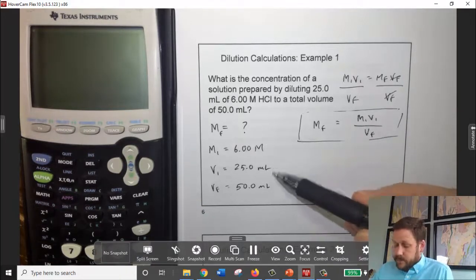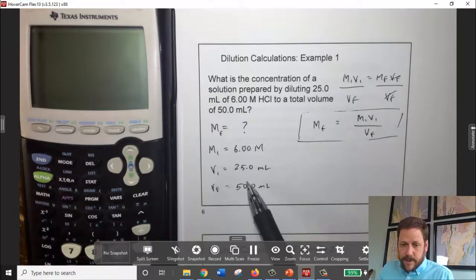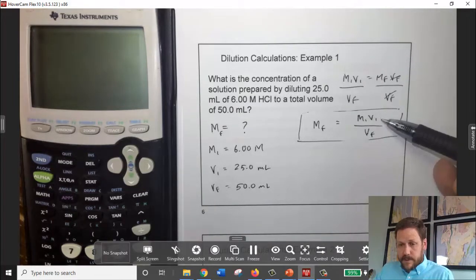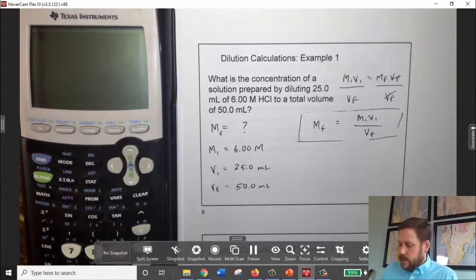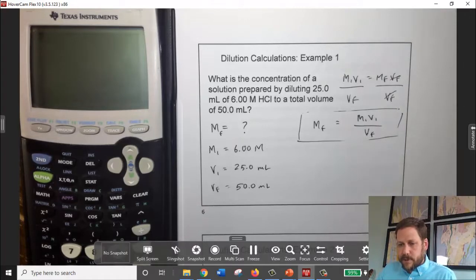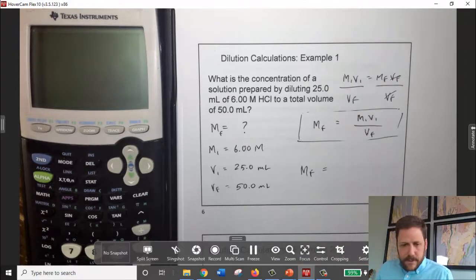If I had converted both of these to liters, which you're welcome to do, remember this would be 0.025 liters and this would be 0.05 liters, then I'd have a volume in liters and a volume in liters, which would cancel, and I'd still be left with molarity. So in this form of the equation, we can avoid converting to liters as long as you're careful that units actually cancel out, and I'll show you some other examples of that soon. But it certainly never hurts to put everything in liters, and that's maybe a good rule of thumb to keep things simple.